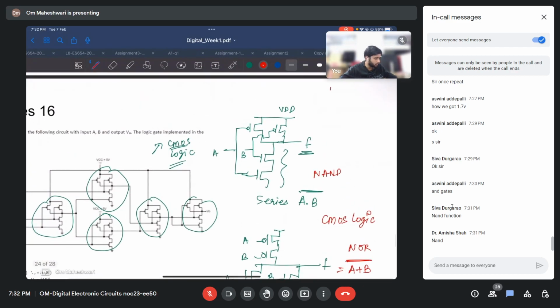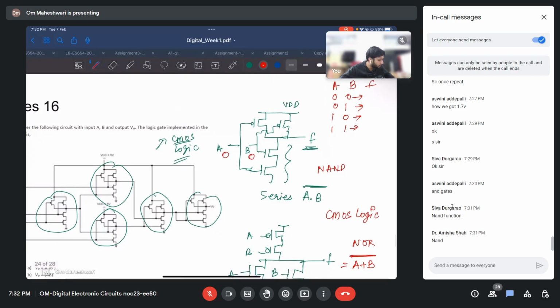Just make a truth table with A, B, F, and C: 0 0, 0 1, 1 0, 1 1. And what is F? I'll just do one case for example. Let's say the inputs are 0 and 0, since it is a NAND gate. So if this is 0 and this is 0, okay.